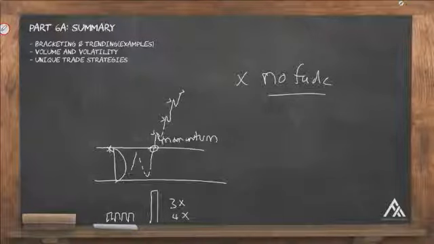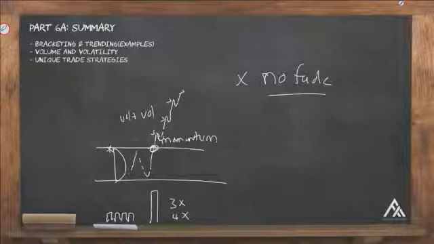So that would be our unique key strategy when we break out of a bracket or a market that's been bracketing for maybe a few auctions or maybe even a few days. The key is we want to see volume and, note, volatility on the break above on that trigger point. So that's our key unique trade strategy that we're going to deal with in part 6A.